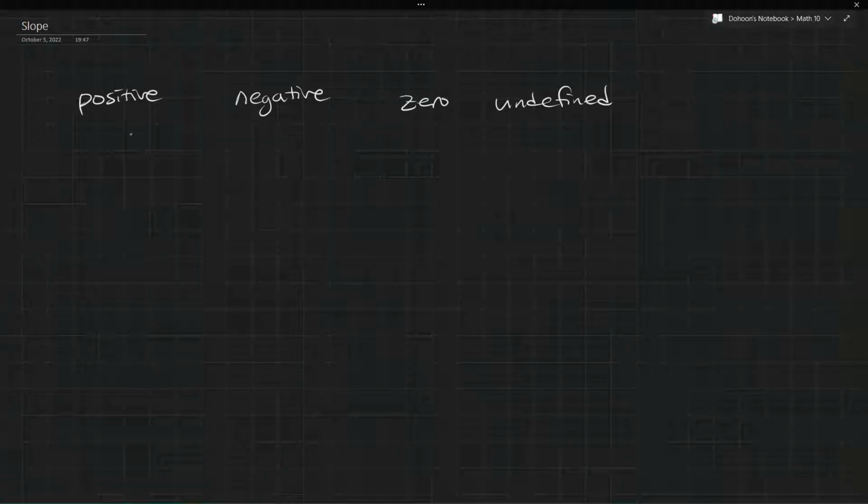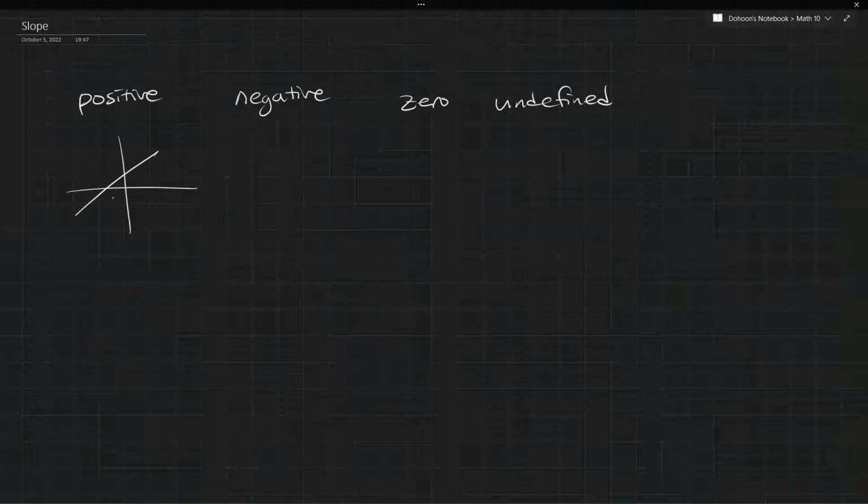So let's first see what the positive slope looks like. So if I have a coordinate plane like that, then if I have a slope that goes like that, that is an example of a positive slope. And why do we say it's positive? Because if we say that we're standing at one point, let's say I'm standing here, and then if I look to my right, then this line goes upward, right? So imagine you're walking to the right and you have to go up the hill. So therefore, the slope is positive.